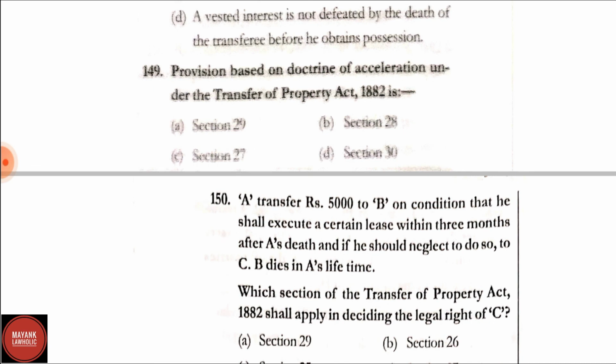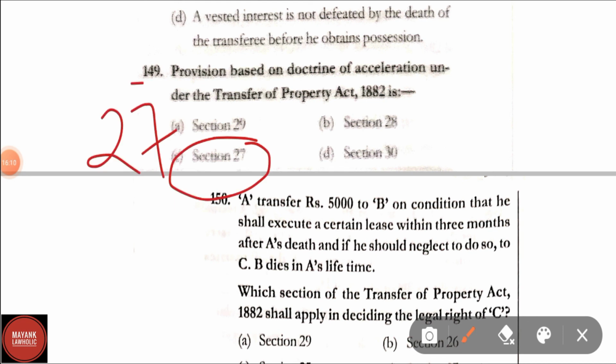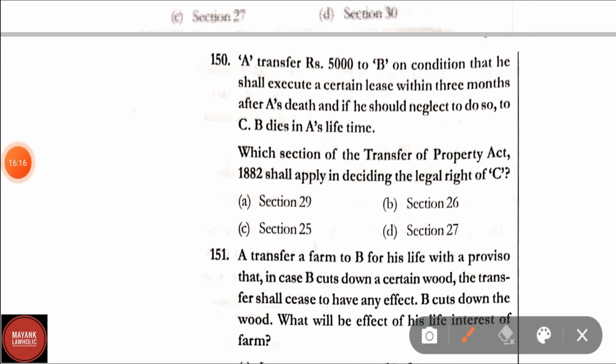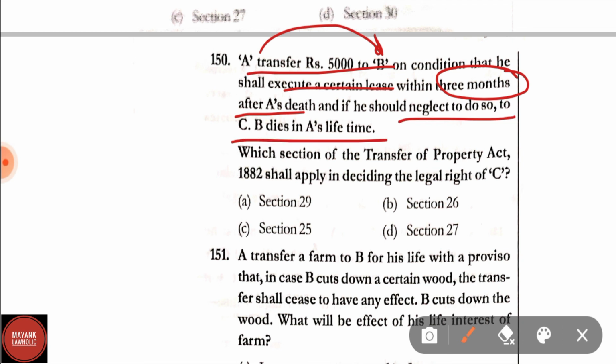Question number 149. The provision based on the doctrine of acceleration under TPA is? Correct answer is section 27. Doctrine of acceleration, section 27 TPA. Question number 150. A transfers rupees 5,000 to B on a condition that he shall execute a certain lease within 3 months after A's death, and if he should neglect to do so to C. B dies in A's lifetime. Which section of the Transfer of Property Act shall apply in deciding the legal right of C? Options are section 29, section 26, section 25, section 27. Correct answer is option D, that is section 27 TPA.